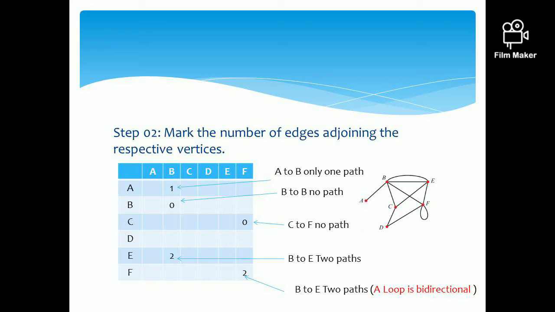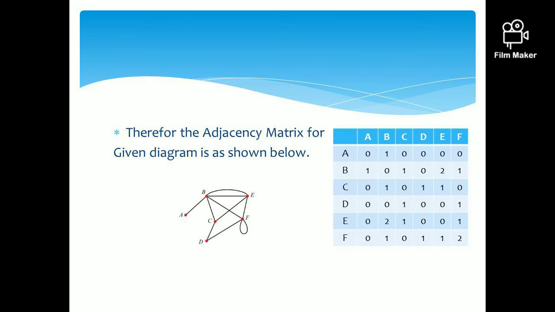Another important point is loop appear at vertex F. Usually we consider loop as a bidirectional path. As a result, F to F turn up into 2. This is the final output or final adjacency matrix respected to the given diagram.